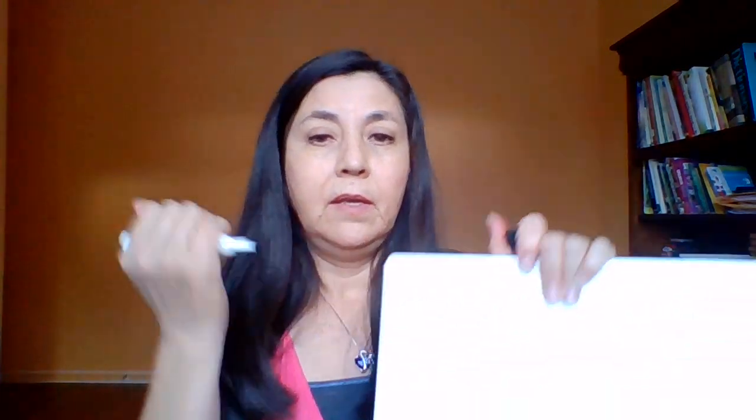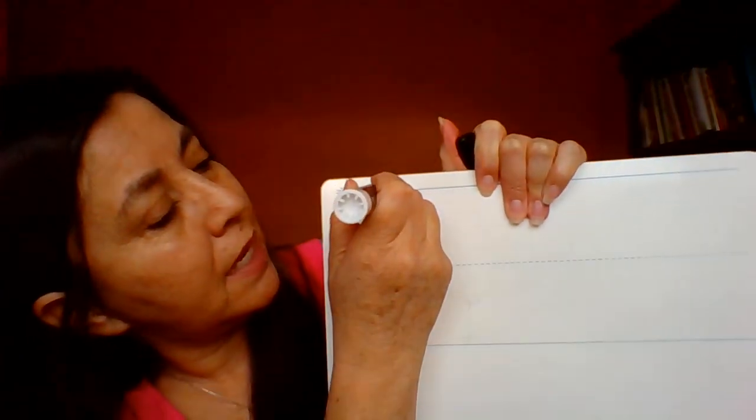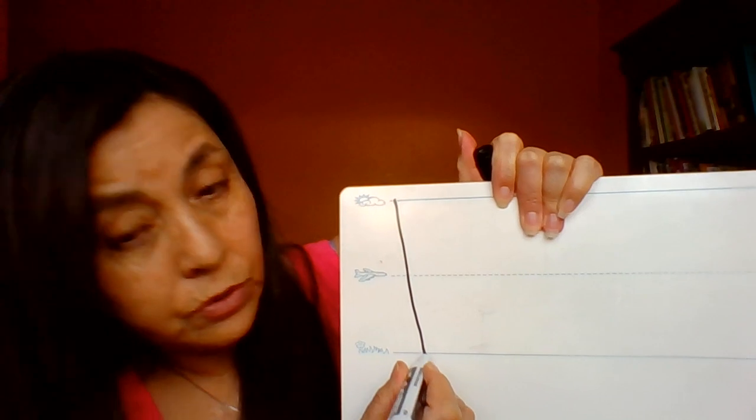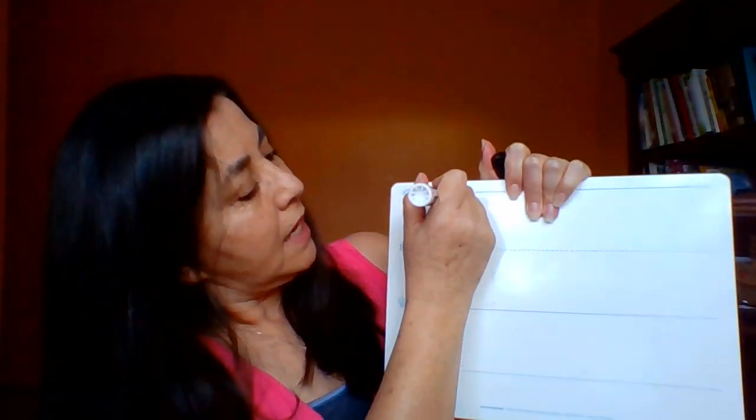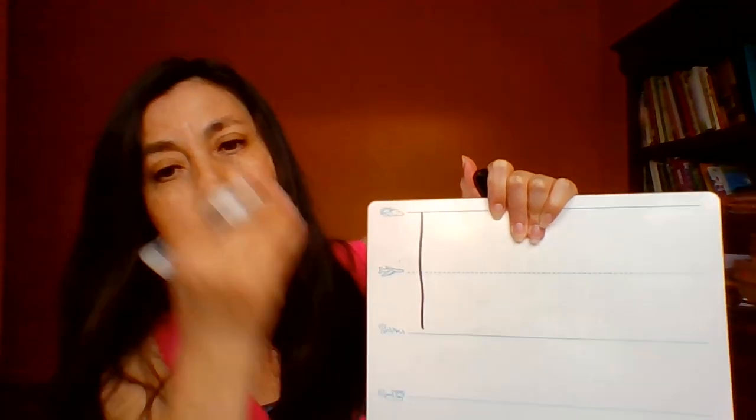Okay, now get ready with your whiteboards. Get ready with your markers and erasers. Okay, so we're gonna do letter R. So everybody point to the skyline. Go down to the grass line. That doesn't look good. Okay. So skyline, go down to the grass line.